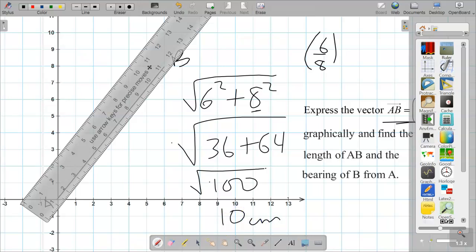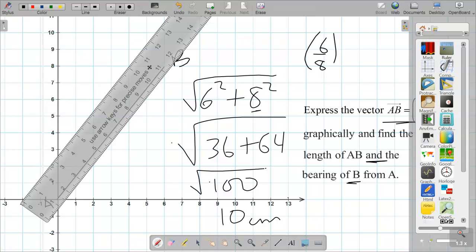Okay, so it means that our ruler measurement and that of the calculated value is the same. You get it? So that means what you've done is right. Now the next question says we should find the bearing of B from A.